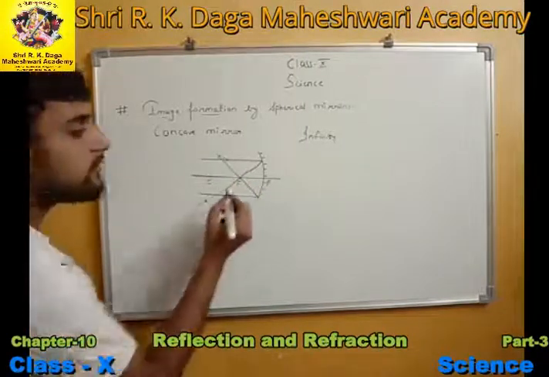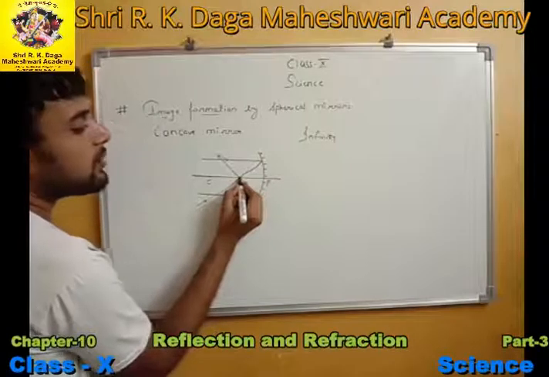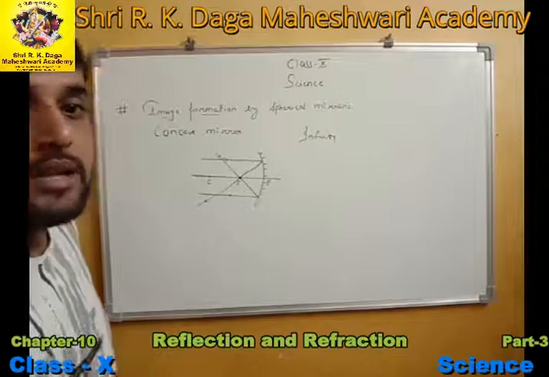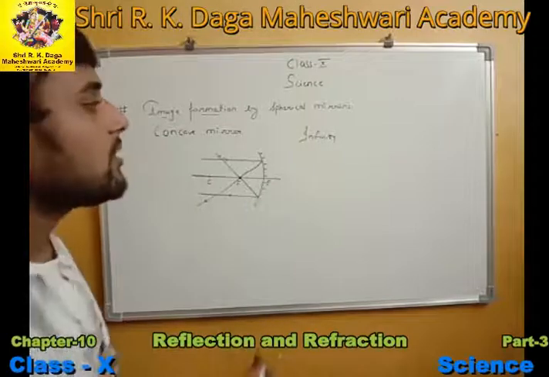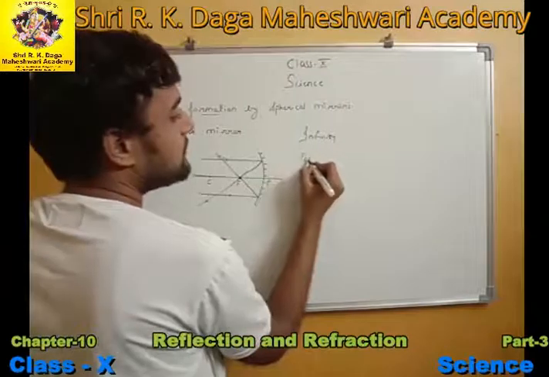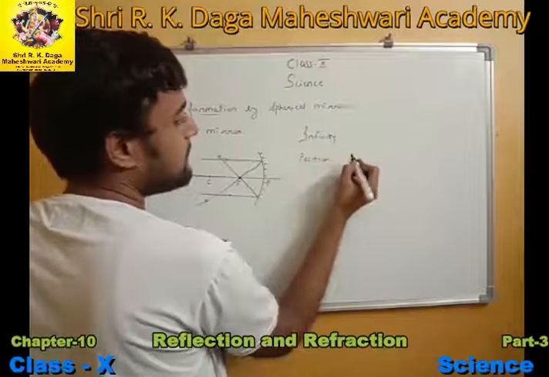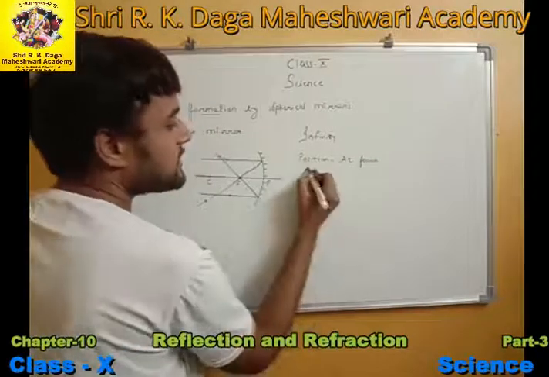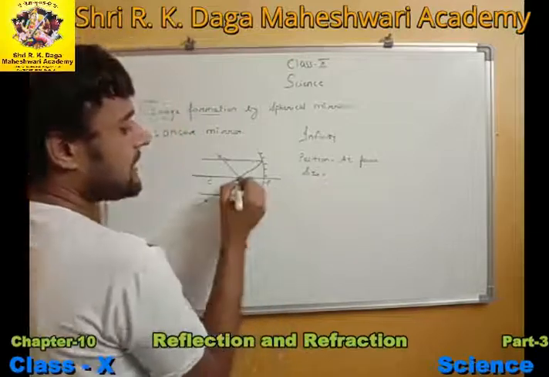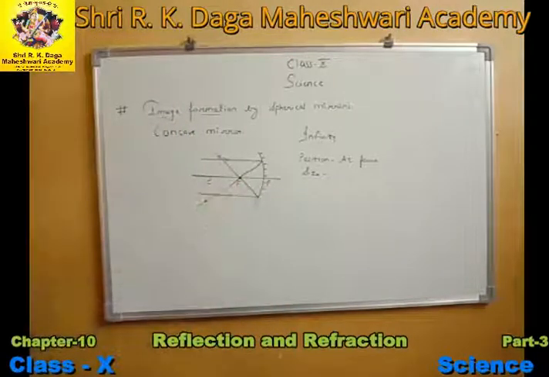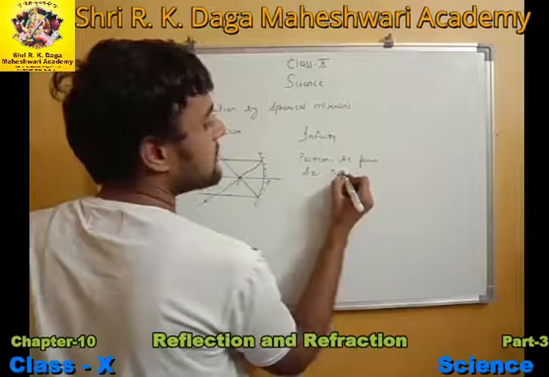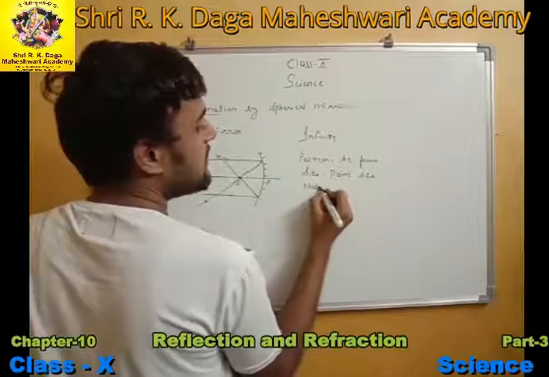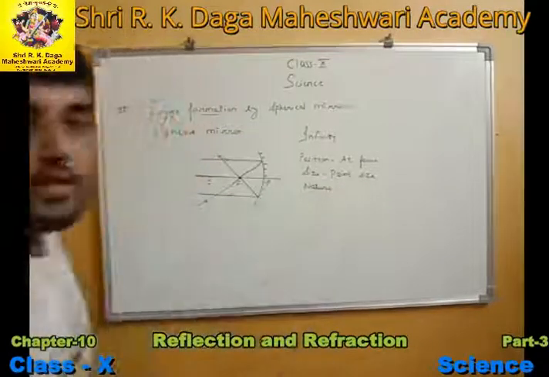So we all know that the point at which two reflected rays meet each other, at that point we get our image, right? So what is the position of the image formed? The image is formed at the focus. What is the size of the image formed? As you can see, the size of the image is so small, so we call it point size. And the last thing, that is nature. What is the nature of the image formed?